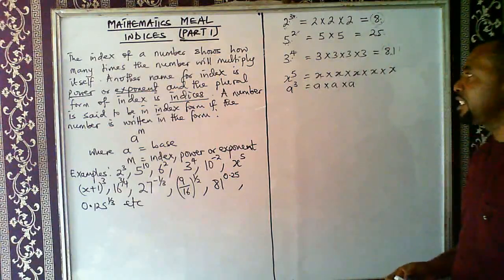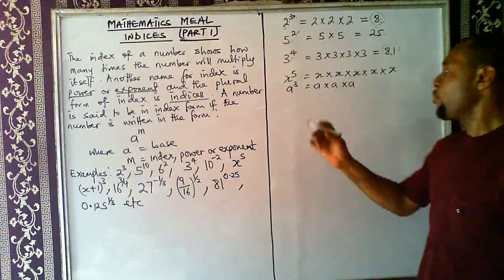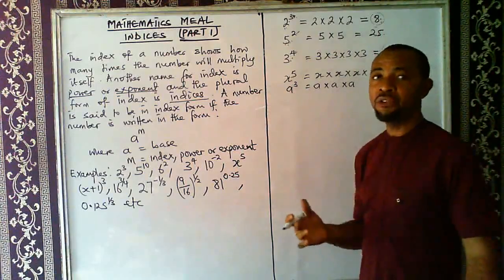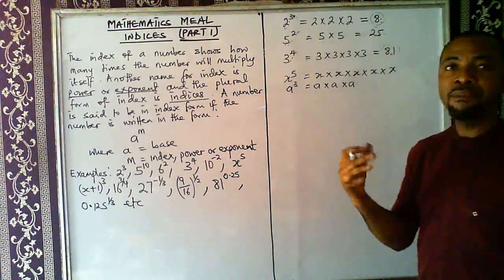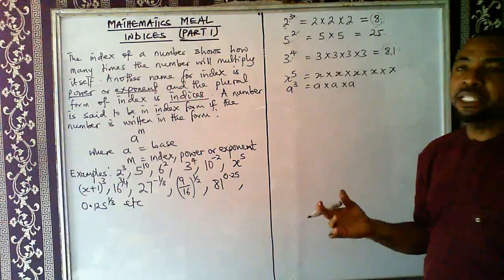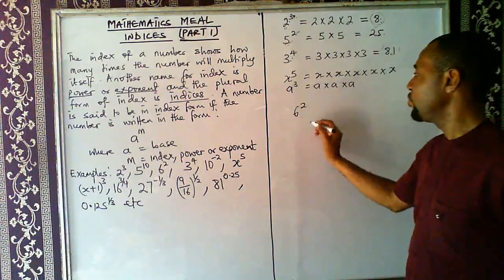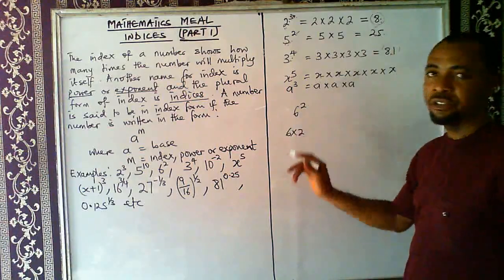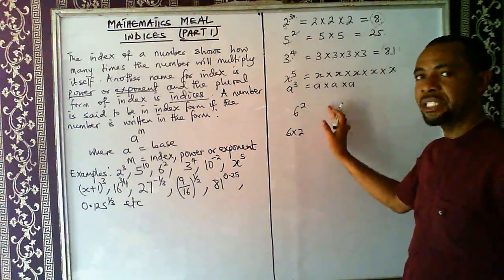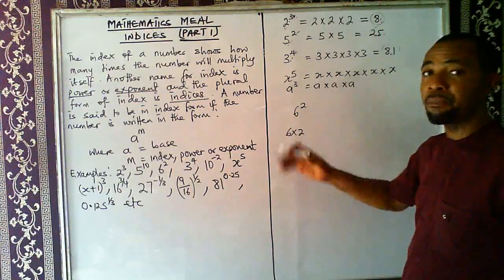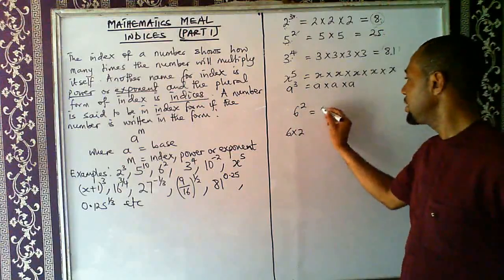That's beautiful. So remember that when you have a number in index form, the index shows us how many times the number will multiply itself. 6 raised to power 2 is not 6 times 2, but 6 times 6. Meaning this 2 is telling us to multiply 6 twice. That means 6 times 6.